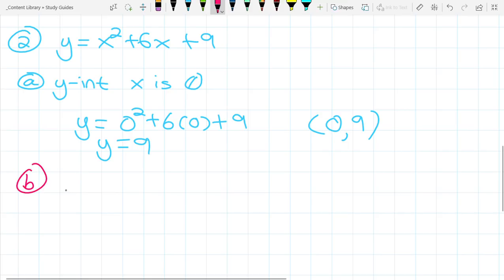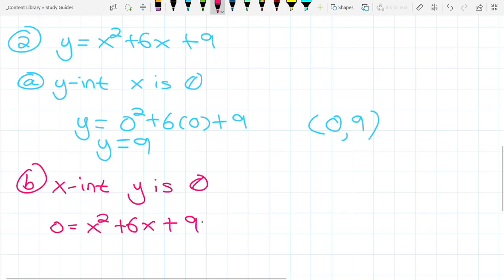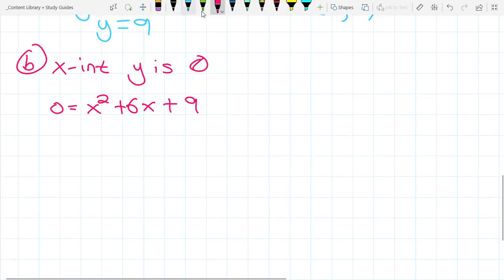B wants the x-intercept. Now, the x-intercept is the exact opposite. Instead of the x being 0, if we're looking for x, that means the y is 0. So we take our equation and make the y equal to 0. So 0 equals x squared plus 6x plus 9. Now here's where we have to do some work. Because we have x squareds and x's, you can't play the game of opposites. So you have three options. We can factor, we can use the quadratic formula, or we can complete the square.